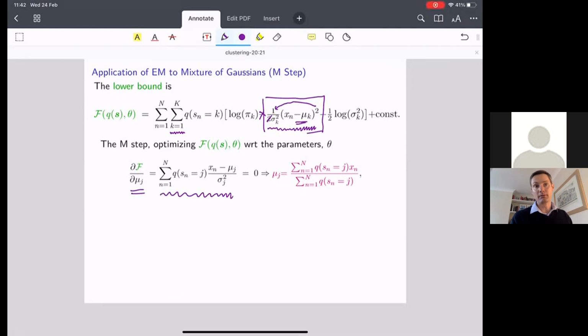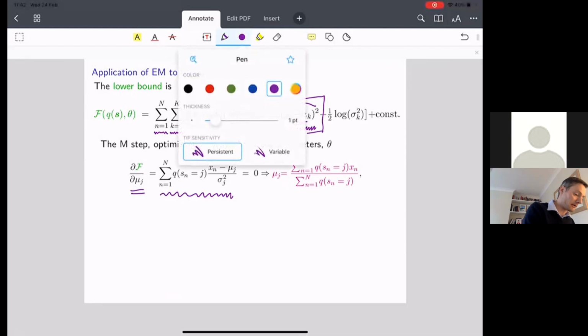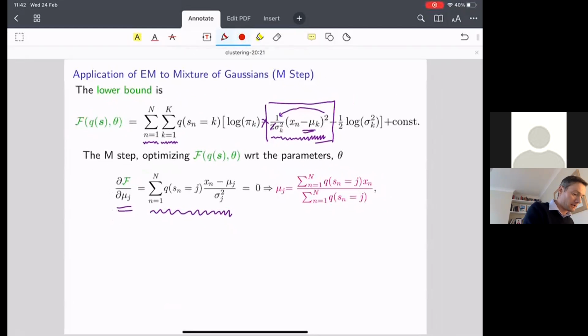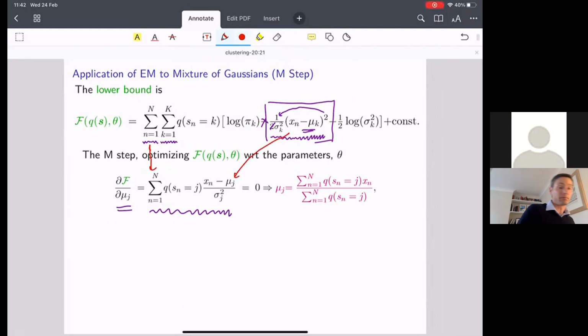So the sum over n is retained, of course. We've got rid of the sum over k from the derivative, but this sum over n comes down here and is retained in this form. Sorry, my pen's just stopped working for some reason here. And this contribution comes in here. And we set that equal to 0 because we're trying to find an optimum of this.